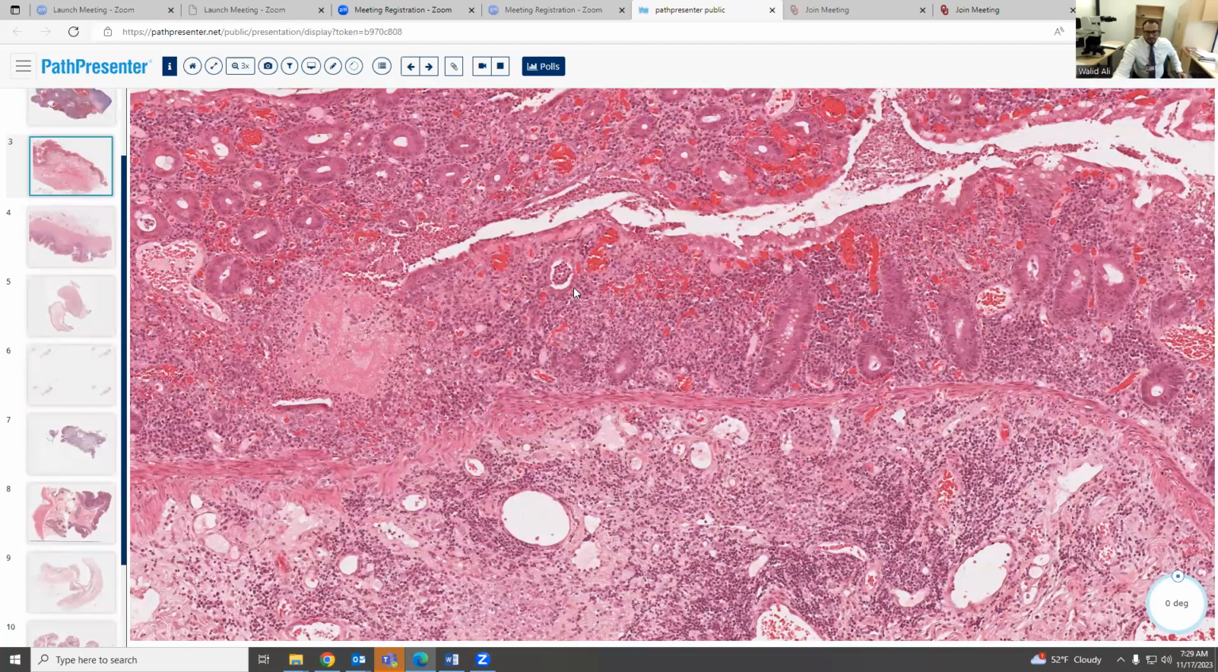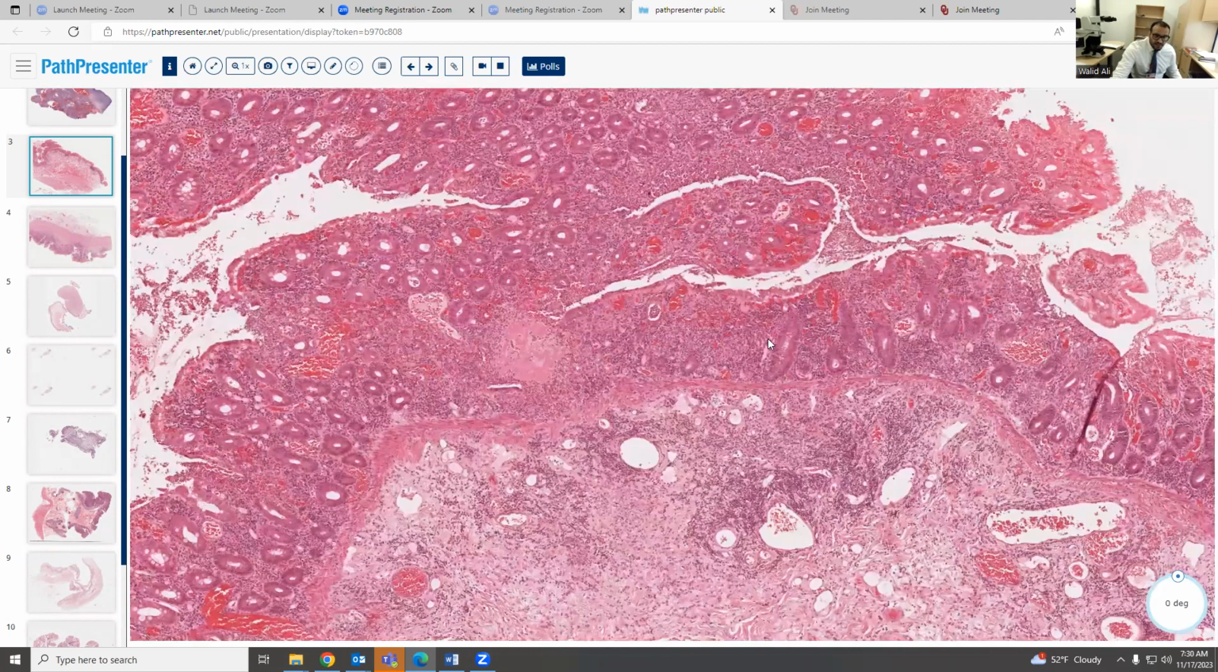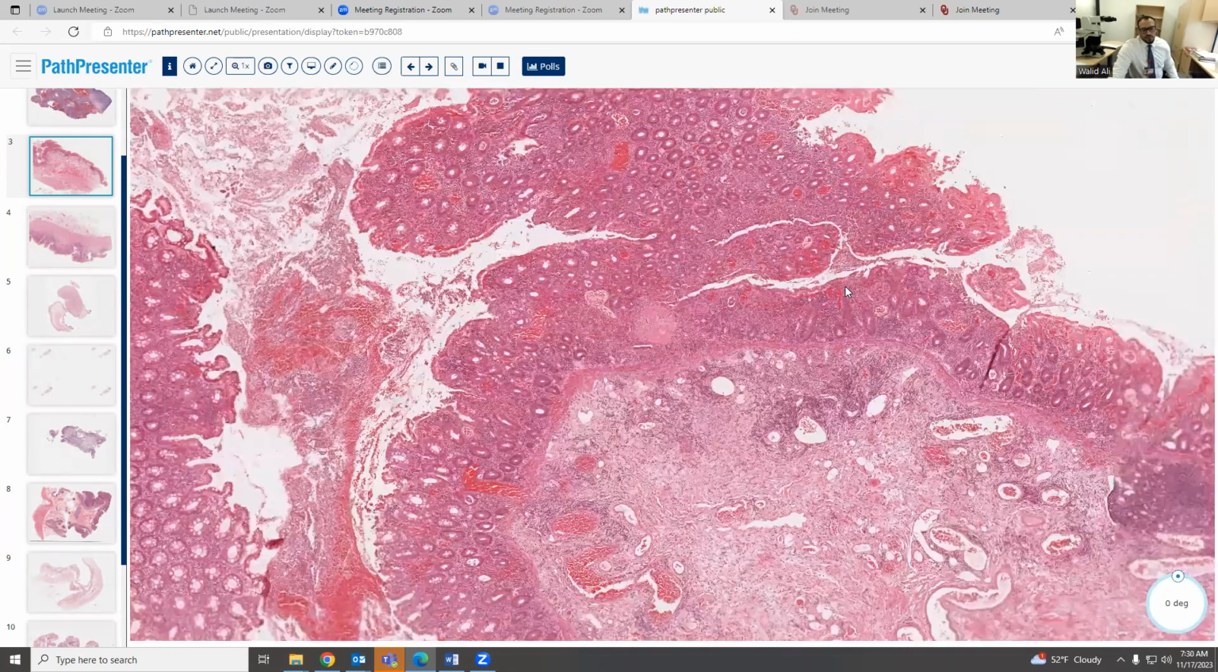However, if we see these features of chronicity and activity, we diagnose the case as inflammatory bowel disease, but we still cannot tell if it's ulcerative colitis or Crohn's disease. But it gives us a differential. Sometimes it's hard to diagnose pathologically whether it's ulcerative colitis or Crohn's disease, but there are some features that can help you differentiate.